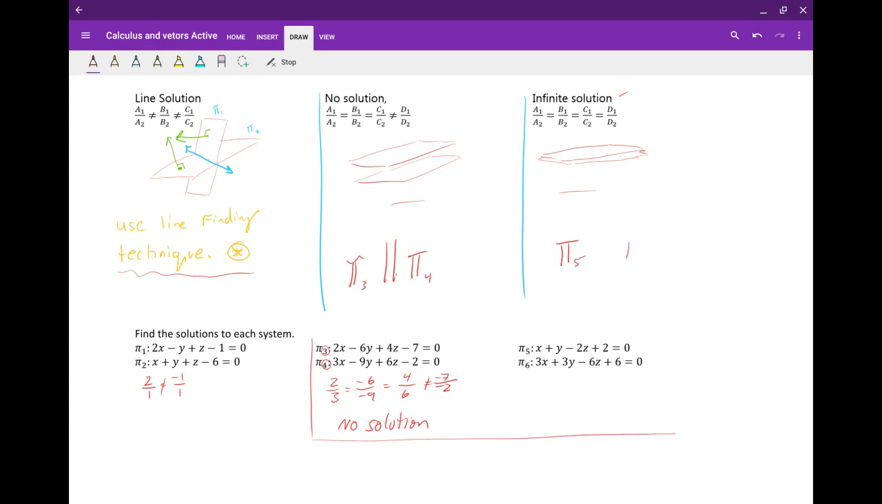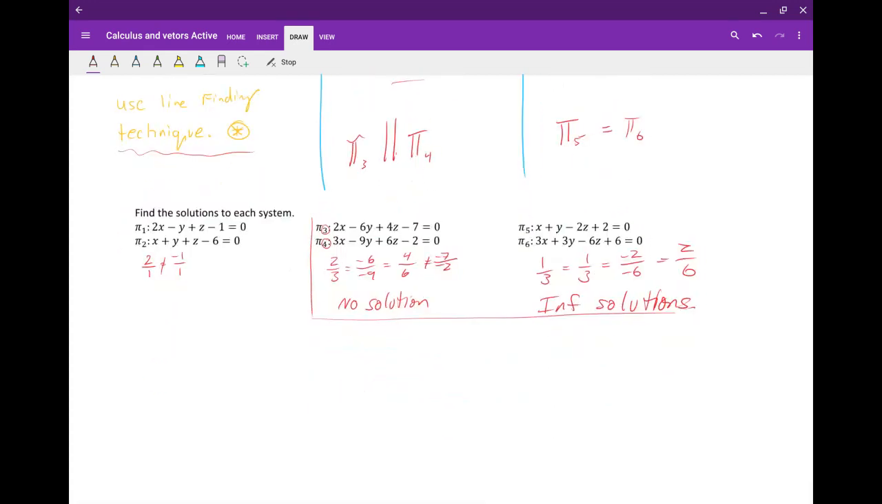Here, plane 5 and plane 6, I believe, are actually going to be equivalent to each other. And so what we're going to write here is, I'm just going to double check it. Is 1/3 equal to 1/3, which is equal to negative 2 over negative 6, which is equal to 2 over 6? Okay. So if all of those things are equal, then we have infinite solutions. Over here we have a line solution.